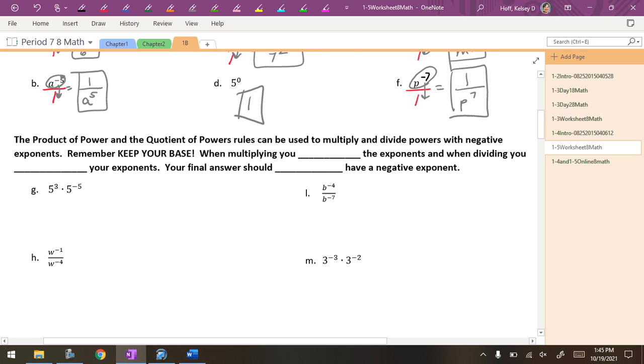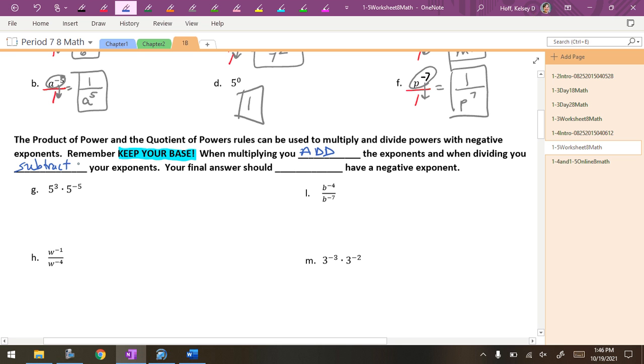Here's the deal, though. We're going to use the product of powers, meaning you're multiplying with exponents, and the quotient of powers rules, dividing with exponents, what we learned last Wednesday and Thursday, to multiply and divide with negative exponents. The rules don't change. Keep the base. And when you multiply, you add the exponents. And when you divide, you subtract the exponents. Same rules as last week.